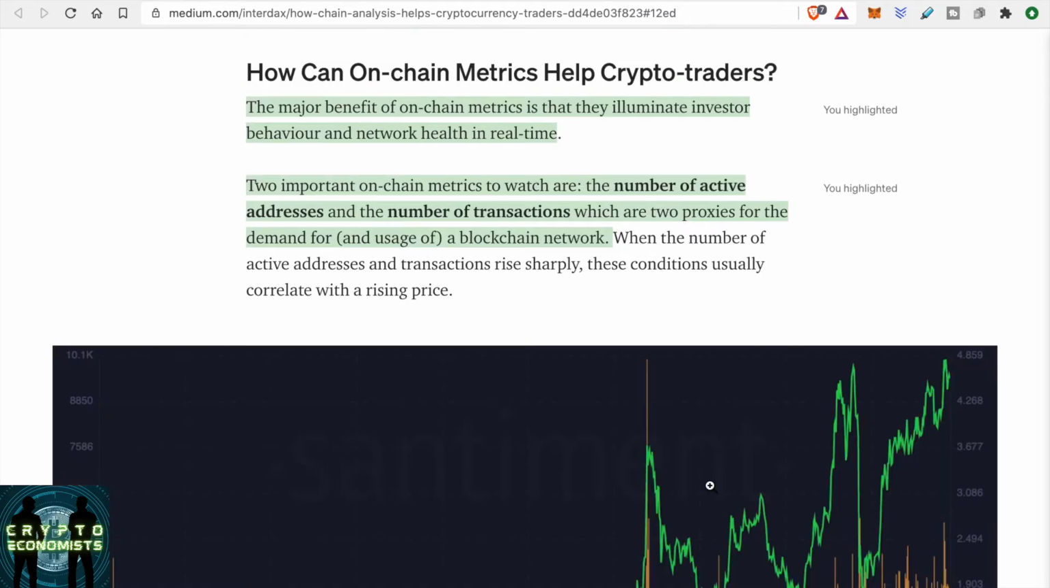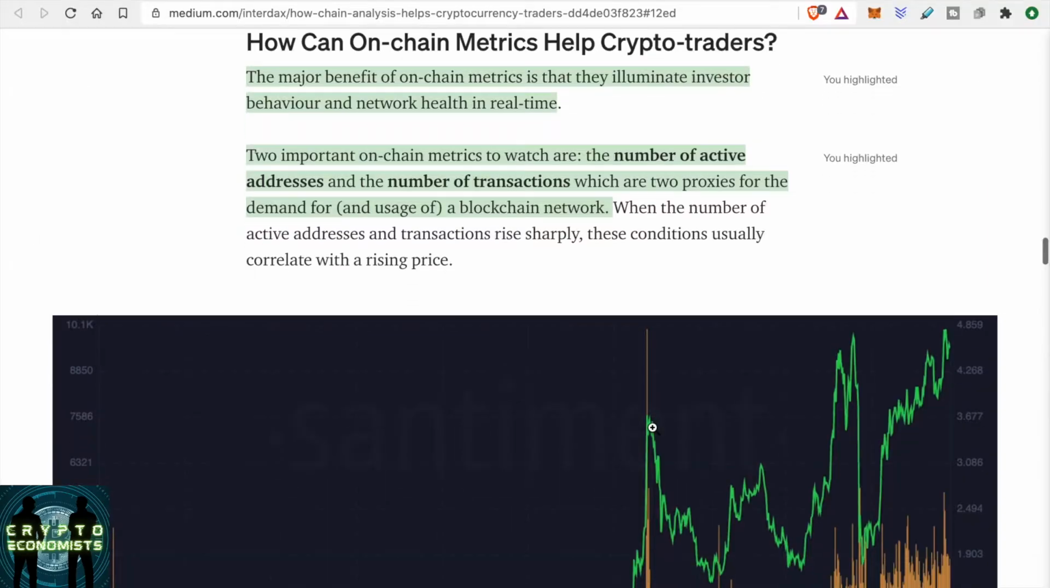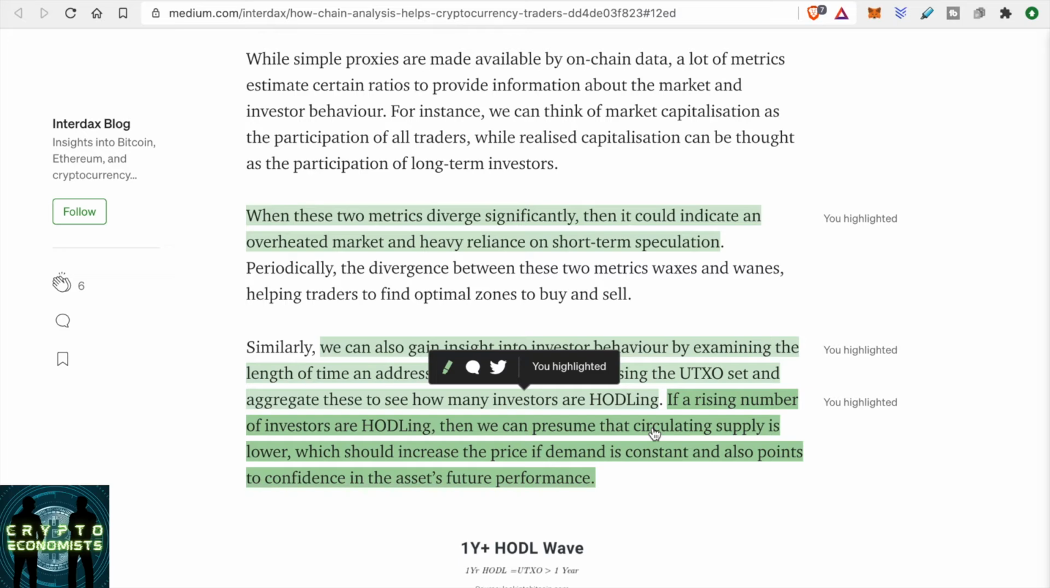The major benefit of on-chain metrics is that it illuminates investors' behavior and network health in real time. The two important on-chain metrics that we need to watch for are the number of active addresses and the number of transactions, which are two proxies for the demand and usage of a blockchain network. When these two metrics diverge significantly, it could indicate an overheated market and heavy reliance on short-term speculation.